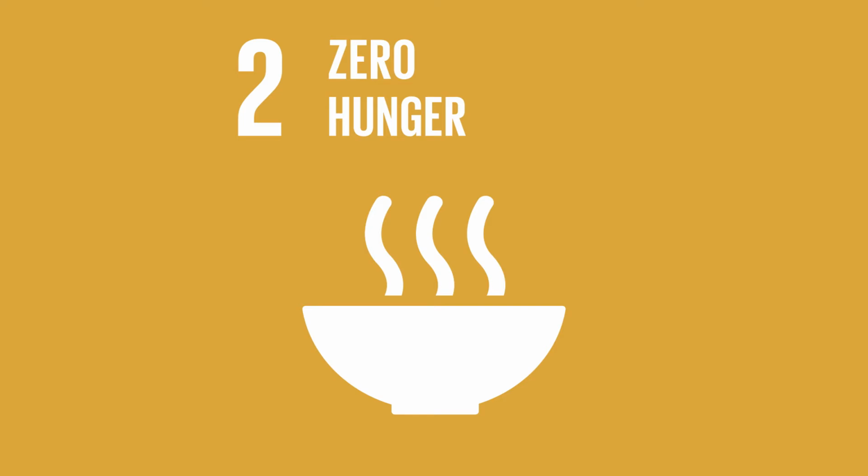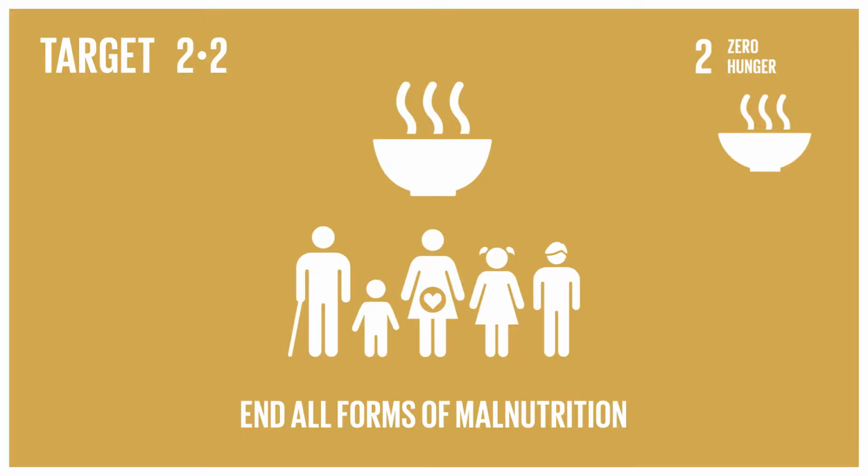SDG 2 is to end hunger, achieve food security, and improve nutrition to promote sustainable agriculture. Within SDG 2 are 8 targets, of which this video will focus on Target 2.2, which is by 2030, end all forms of malnutrition, including achieving, by 2025, the internationally agreed targets on stunting and wasting in children under 5 years of age, and address the nutritional needs of adolescent girls, pregnant and lactating women, and older persons.